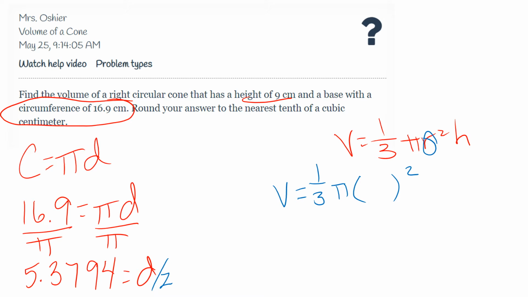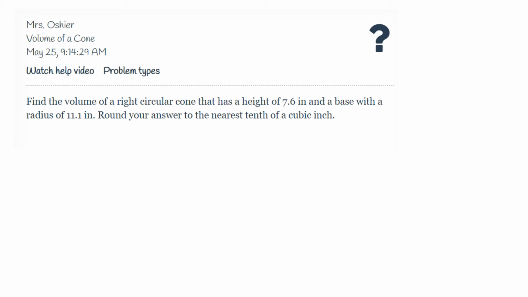So that long decimal, when I divide it by 2, is approximately 2.6897 squared, and then times the height, which is 9. I'm going to type that big long thing into my calculator. So I am doing that as we speak. And it gives me my overall volume of 68.2 when I round it, centimeters cubed. Again, you're just following the formula, but you might have to do a little bit extra work.